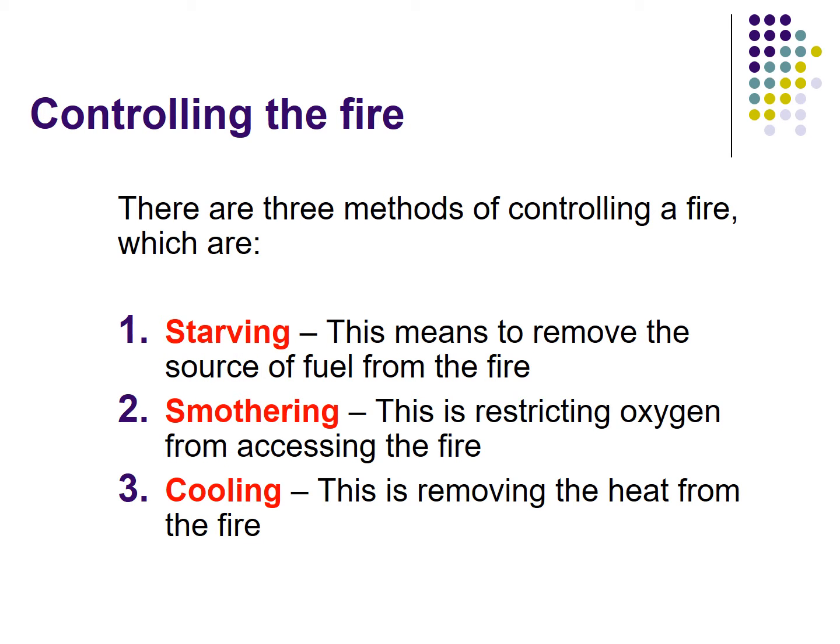Controlling the fire: there are three standard methods of controlling a fire. Starving: this means to remove the source of fuel from the fire. Smothering: this is the restriction of oxygen from accessing the fire. Cooling: this is removing the heat from the fire. To put out the fire, we have to take away one of the elements of fire, whether heat, fuel, or oxygen.